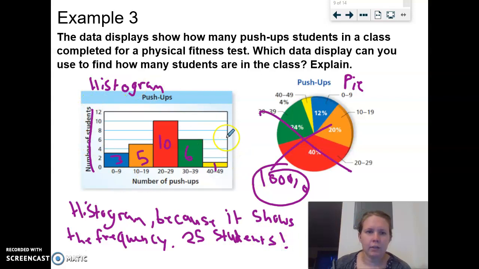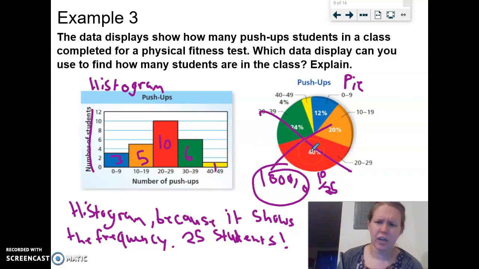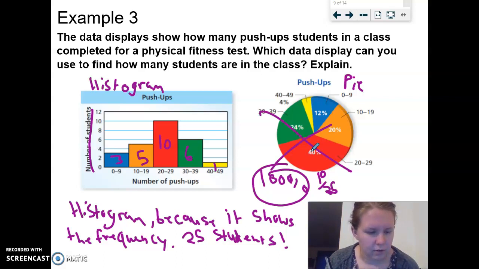Okay. So histograms are going to be able to tell you how many people, whereas pie charts just give you the percentage of the amount. They don't actually tell you how many people did it. It wouldn't be 100 people because I can make percentages out of anything, okay? So in this case, 10 divided by 25, because there's 10 in this one. Let's just check. Is that 40%? I think it is. Let's see. Yeah, 10 divided by 25 equals 40%. All right, let's keep going.